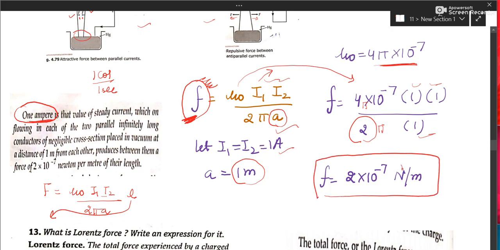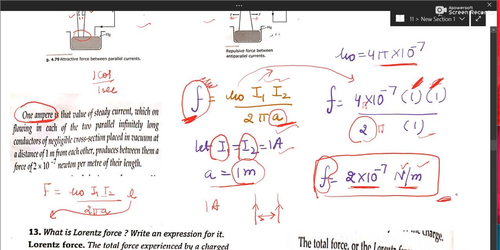Look at the units because it is force per unit length. What are we trying to do? We are trying to define 1 ampere. So 1 ampere is that amount of current which when flown through two parallel wires which are kept 1 meter apart makes them experience and exert a force of this much Newton per meter, either of repulsion or of attraction depending upon the direction of current.